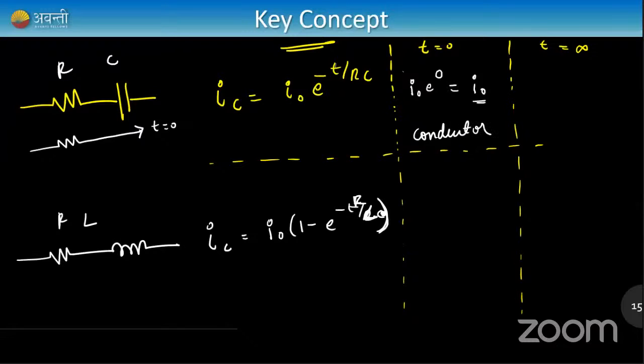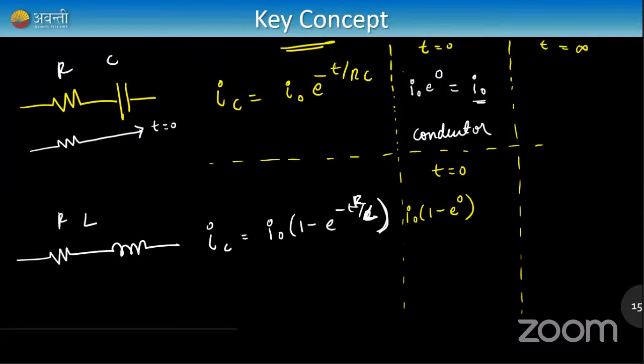Pura current will go into the circuit. Okay, so let us come back and try to solve the same formula for this particular inductor here. What will happen to the inductor at time t is equal to 0? At time t is equal to 0, the inductor current is I naught into 1 minus e raised to 0.